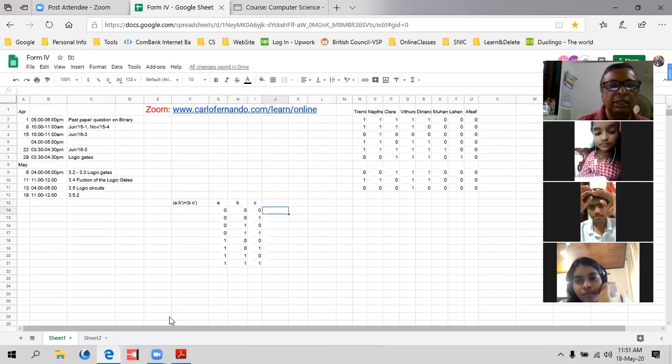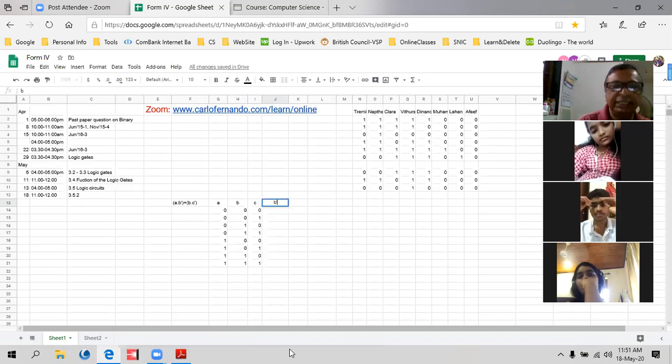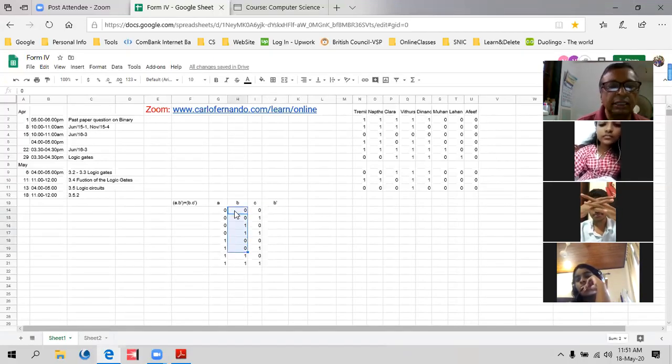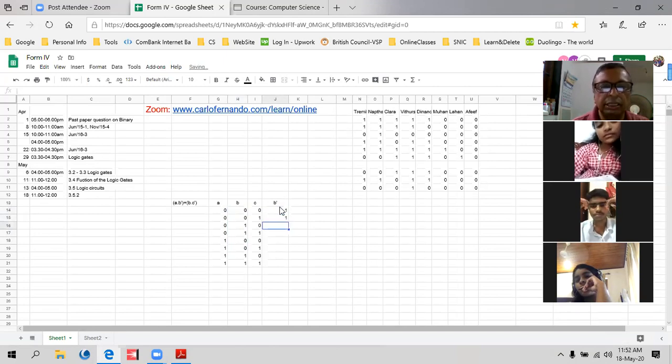So let's take the first one. Now we have A, B and C, but we need B bar. So we have to calculate that first, no? B bar is the opposite of this: 1, 1, 0, 0, 1, 1, 0, 0. Correct? Yes, sir.